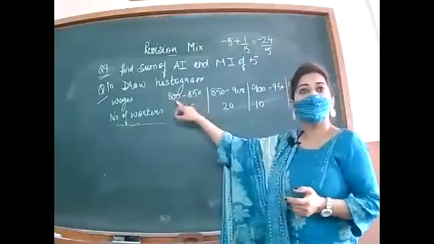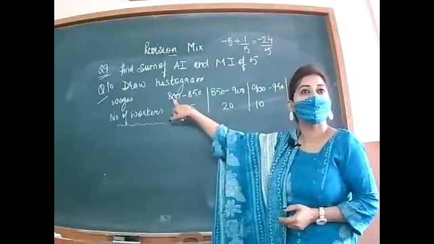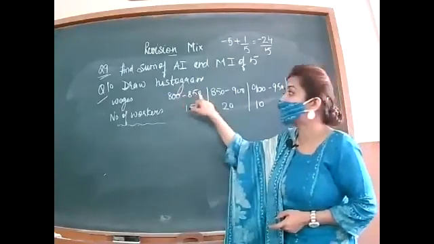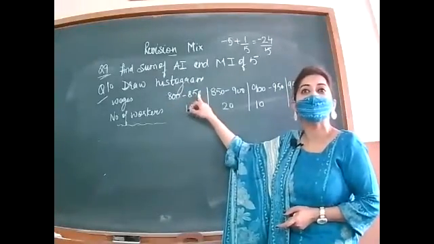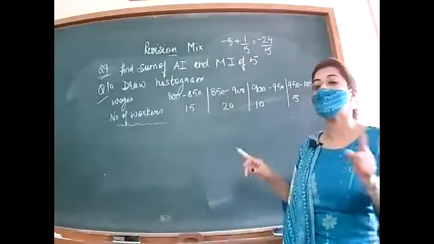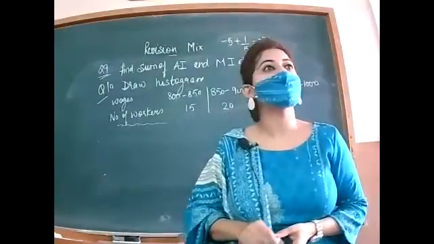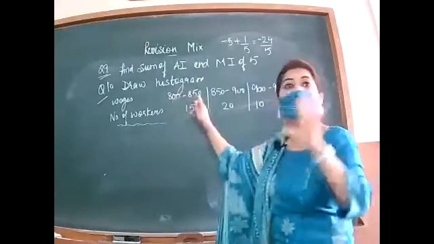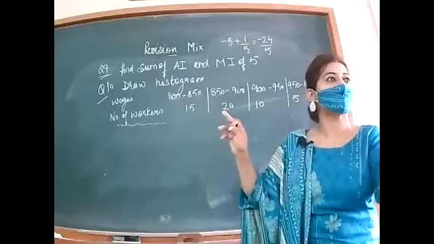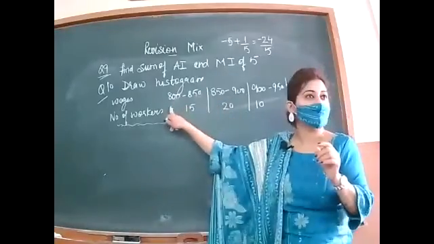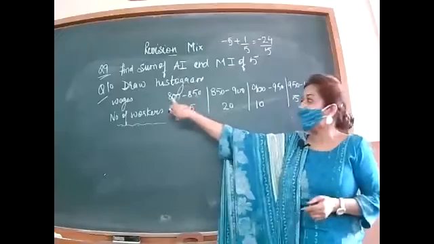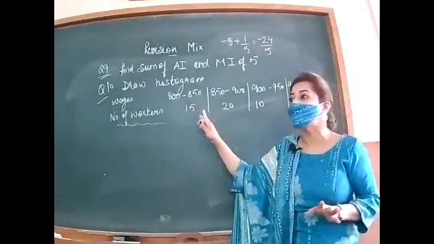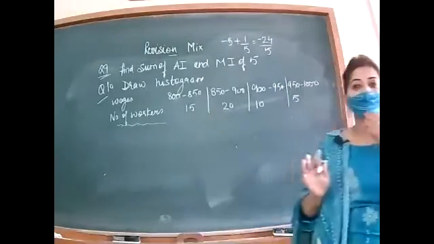This is your class interval. This is the lower limit. 800 is the lower limit. 850 is the upper limit, and the difference of these two is called class size. Another name of class size is class width. Width means how broad it is. So how broad is this? 50 broad. So 50 is the class size, 50 is the class width, 800 is the lower limit, 850 is the upper limit. Got it? So draw the histogram for this.